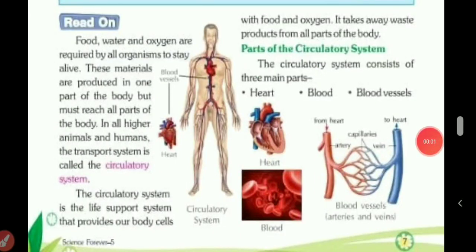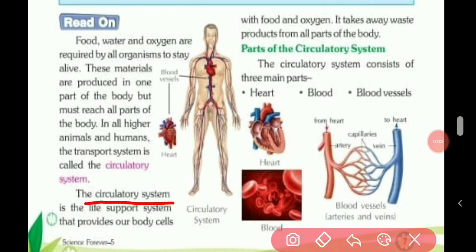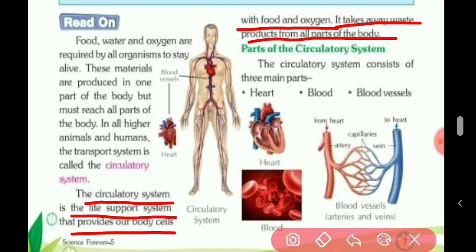The circulatory system is the life support system that provides our body cells with food and oxygen. It provides water, food, and oxygen to all the parts of the body. It takes away waste products from all parts of the body. It also takes away waste from our body.